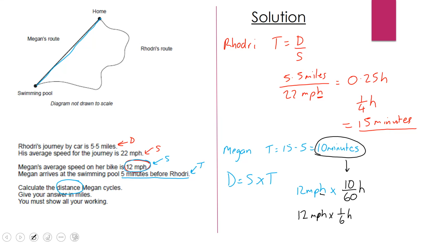So we can now do the numerical part. We can do 12 times 1/6, or 1/6 of 12, which is 12 divided by 6, which is 2. So it's 2 miles, the distance that Megan travels.